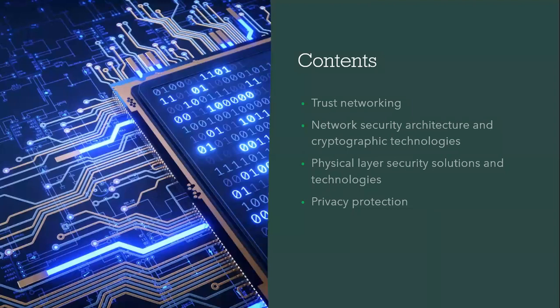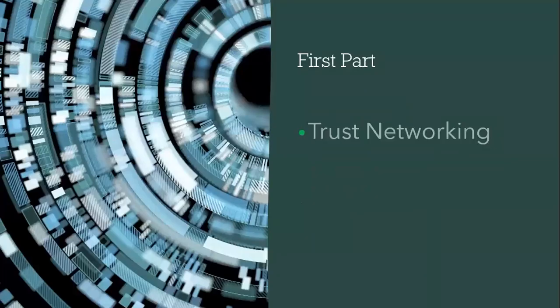These three are mainly different parts of the architecture that will be incorporated, and 6G is going to be based on them in terms of trust, in terms of physical layer security and network security, and in terms of privacy protection.